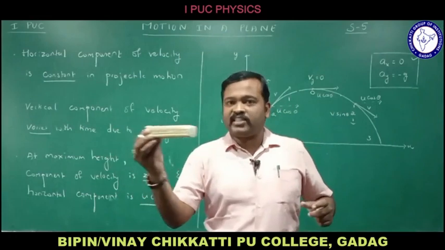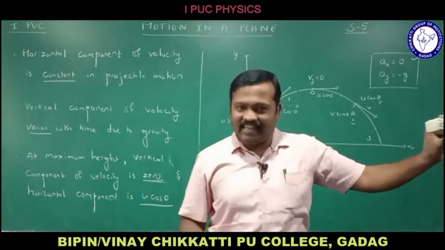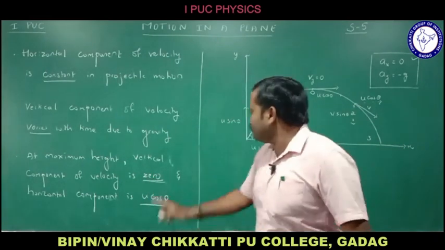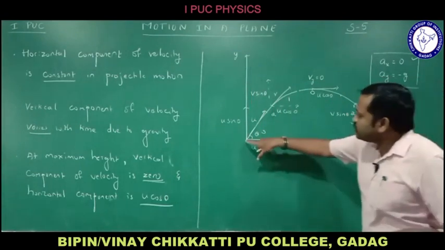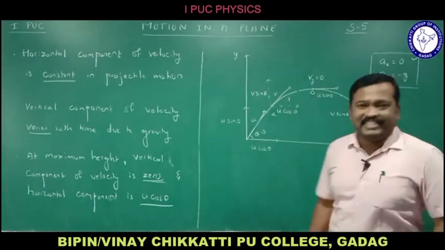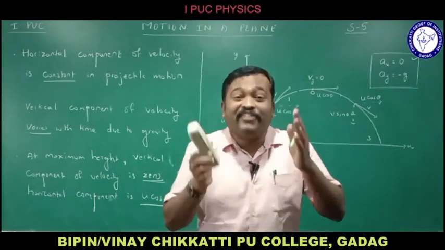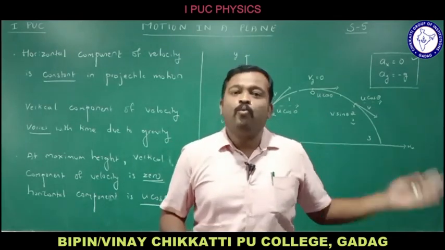If a body is moving with the same speed, what is the acceleration? 0, right? We are not accelerating anything here. If acceleration is 0, the body is moving with a uniform speed. That is the reason why we get u cos theta along the x-axis. This is sin theta, which changes here. So these things you need to remember about projectile motion: how the velocity changes and how the acceleration changes along the x-axis as well as the y-axis.